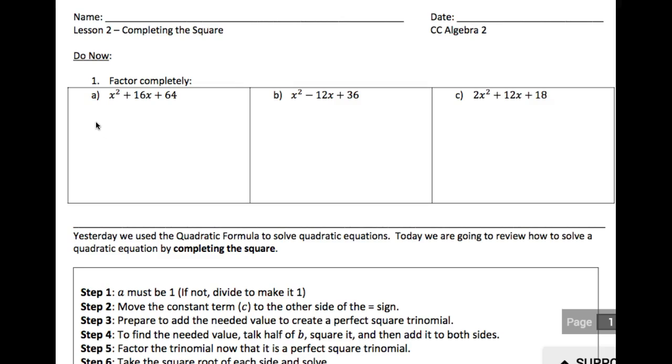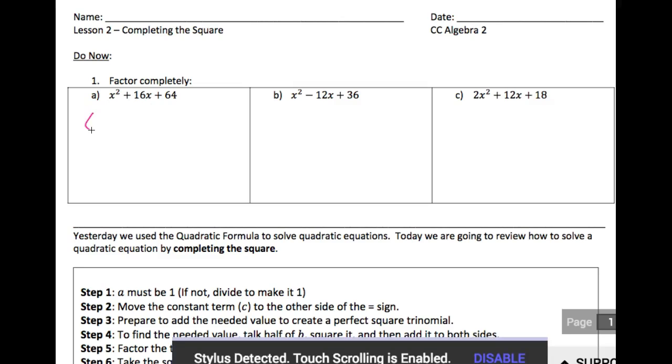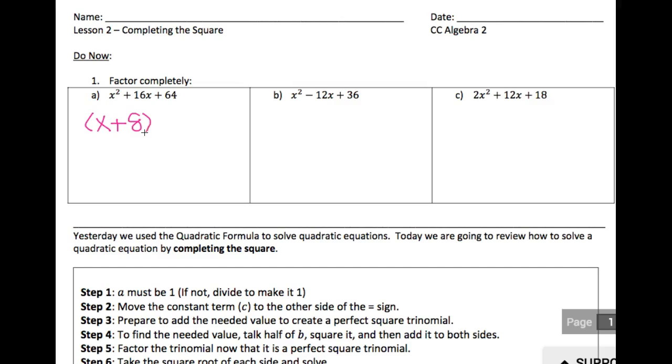So for the first one, this is going to be just a nice quick add, multiply, factoring. So we're going to do x plus 8 times x plus 8. We needed things that added to 16 but multiplied to 64. Same idea here, except now it's x minus 6 times x minus 6.